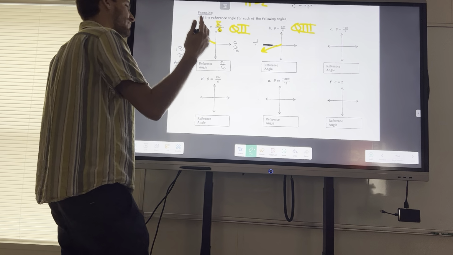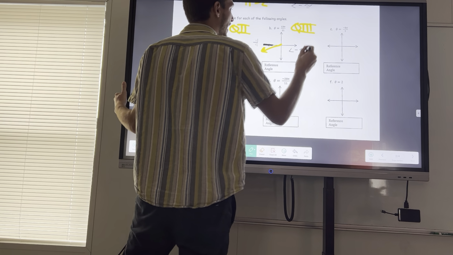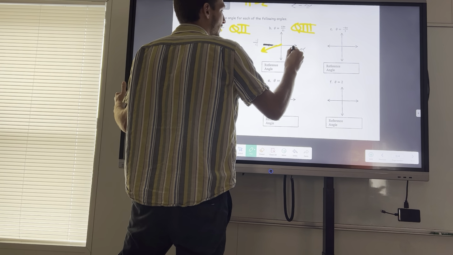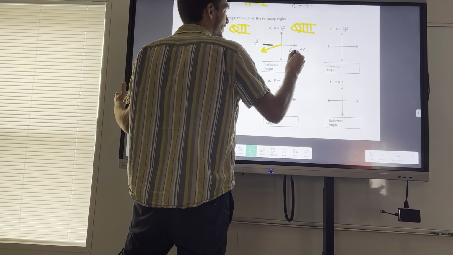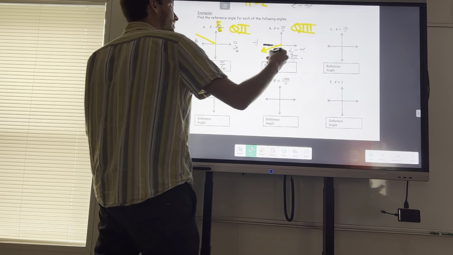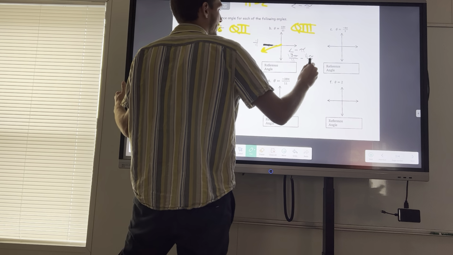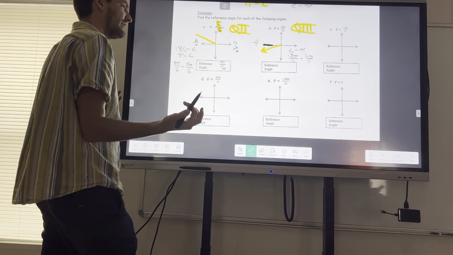Quadrant 3, and my rule for quadrant 3 is going to be angle minus pi, which is going to be 13 pi over 11 minus, and instead of putting a regular pi, what are we going to put as our fraction? 11 over 11. What's 13 minus 11? 2.